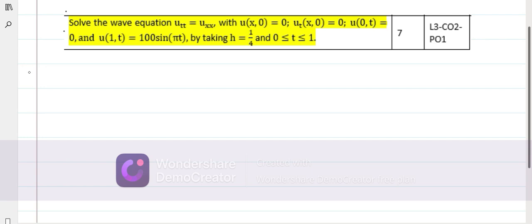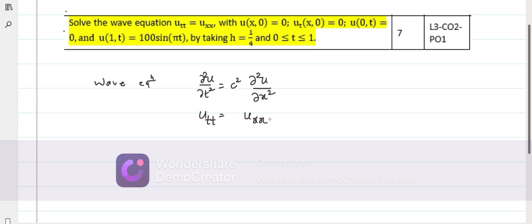So utt equal to uxx. What is the standard form of the wave equation? ∂²u/∂t² equals c² into ∂²u/∂x². Here utt is ∂²u/∂t², and uxx is ∂²u/∂x². If you compare the two, what is your c²?